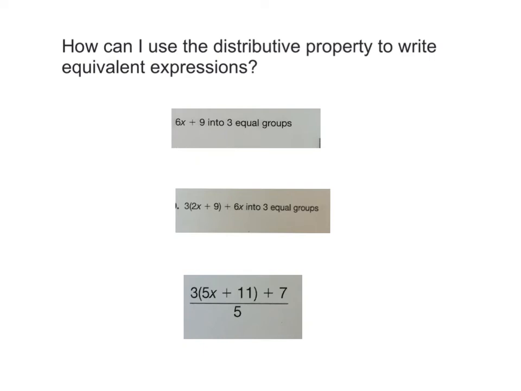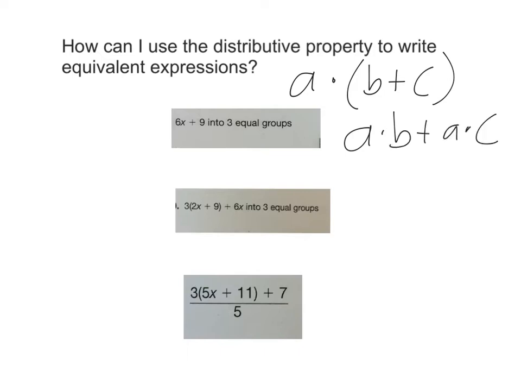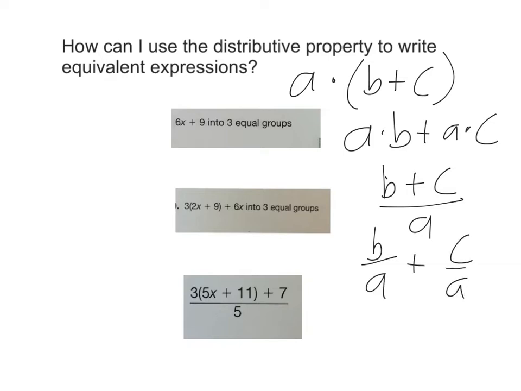In this lesson, I'm going to go over how I can use the distributive property to write equivalent expressions. So you want to remember that the distributive property is what says when I do A times B plus C, I can rewrite that as A times B plus A times C, and it works the same with division, where I have B plus C divided by A. That can be written as B divided by A plus C divided by A.